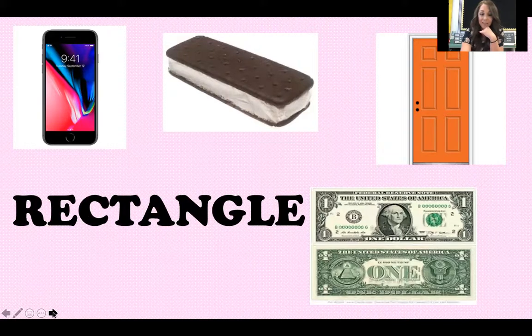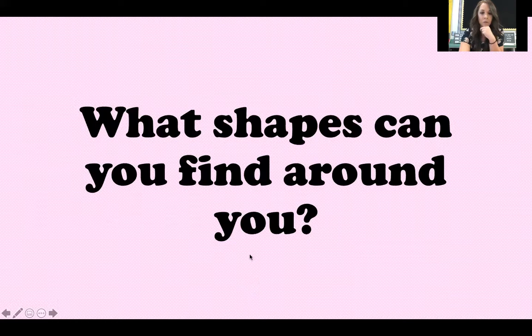A rectangle is a shape with 4 sides. 2 are long and 2 are short. So all of these things, the iPhone, the ice cream sandwich, the door, and the dollar bill, all of those things are rectangles because they have 2 short sides and 2 long sides. Very good. Wow, kindergarten, you guys know so much about shapes. This says, what shapes can you find around you?